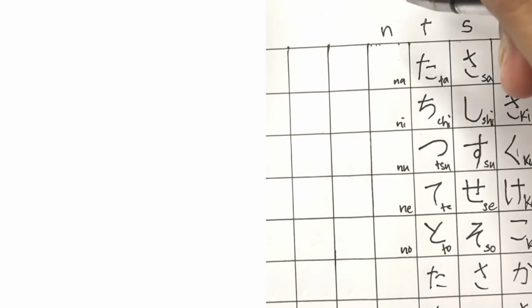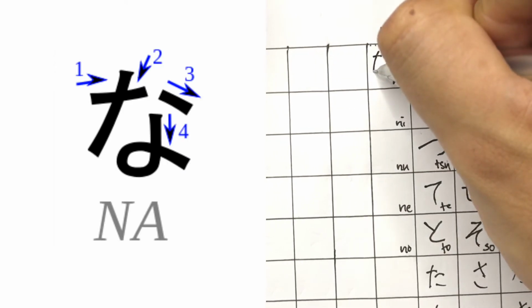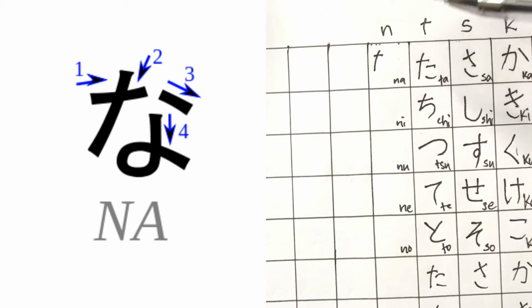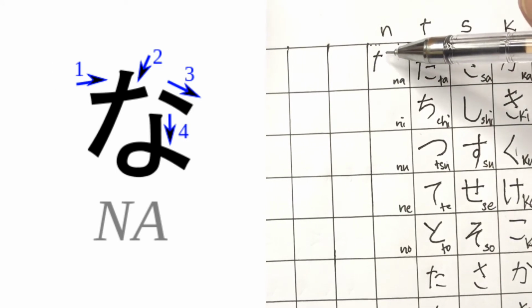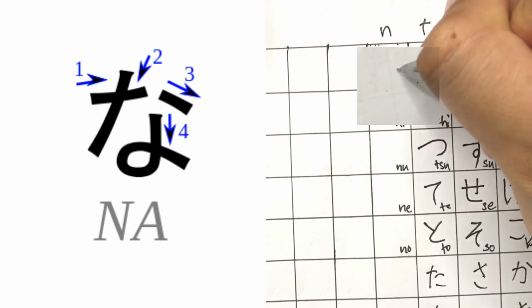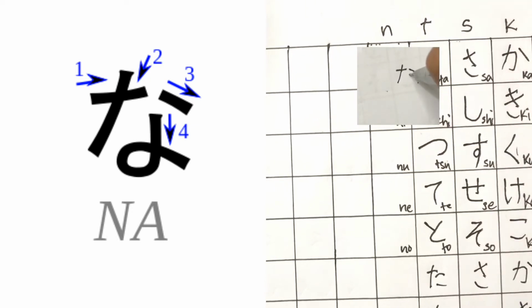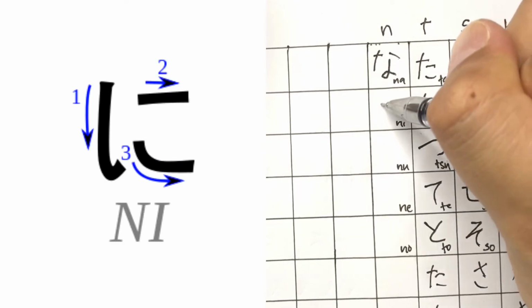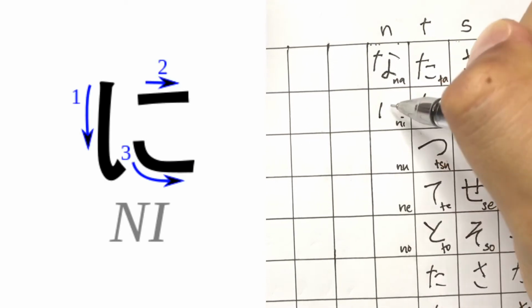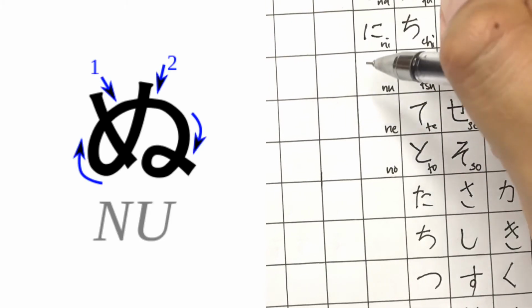The first character for the N consonant is na. So we will start from these 2 strokes like the ta character, then last is... The next character will be ni. 3 strokes, 1, 2, and 3. Next character is nu.